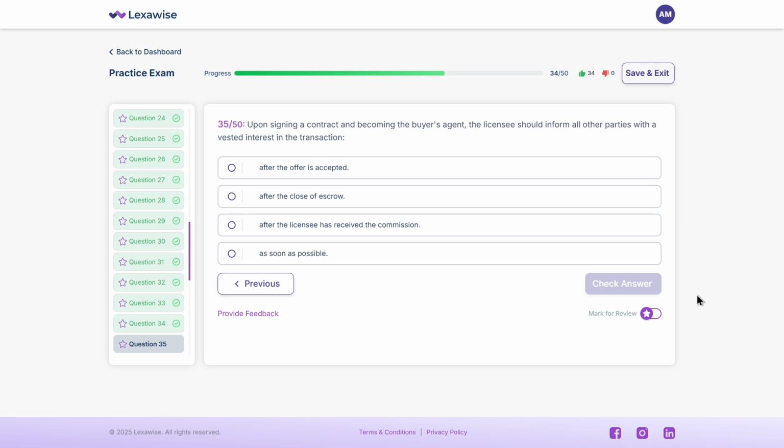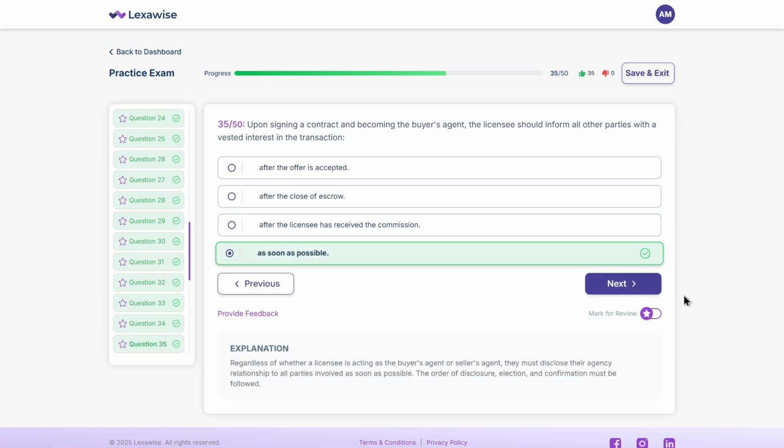The correct answer is D, as soon as possible. Disclosure of agency relationships must be made promptly to ensure all parties know who represents whom. This helps avoid conflicts and maintains transparency.